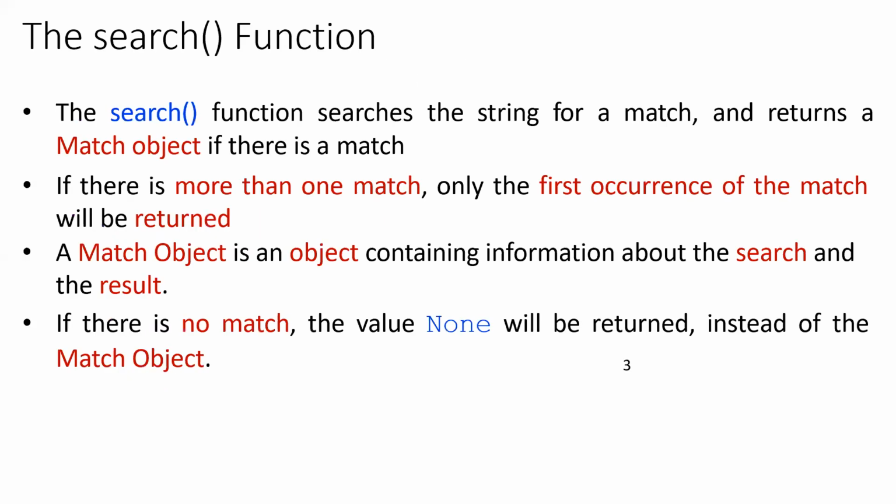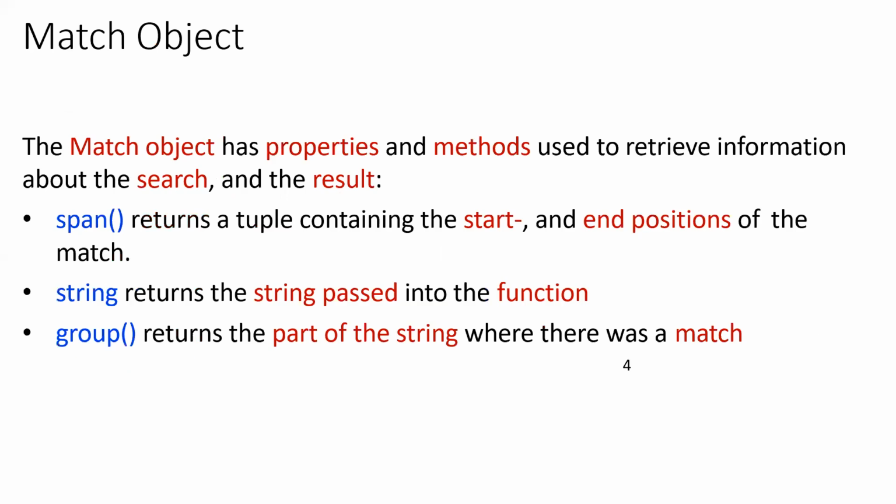The search function searches the string for a match and returns a match object if there is a match. If there is more than one match, only the first occurrence of the match will be returned. A match object is an object containing the information about the search and the result. If there is no match, the value None will be returned instead of the match object. So what is it that it will return? A match object. The match object has properties and methods used to retrieve the information about the search and the result.